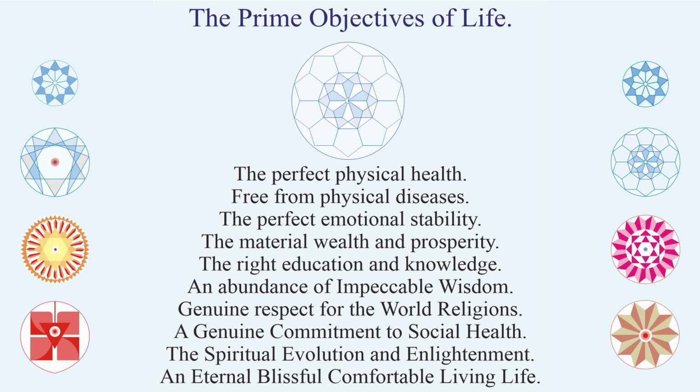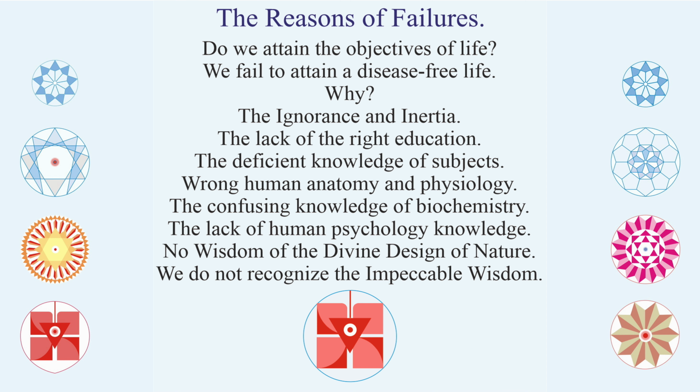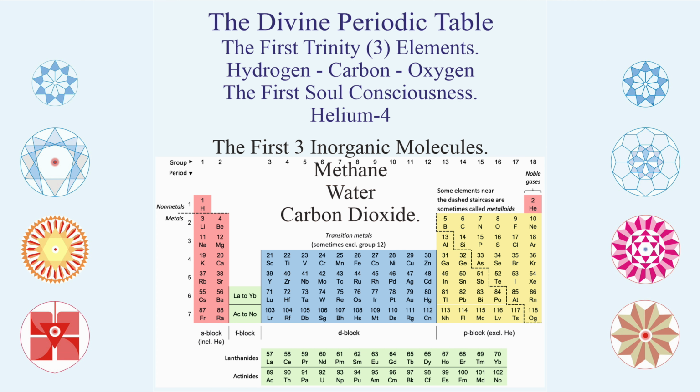Now, the prime objective of a human being is to perfect everything. I'm not going into detail of this because I have already spoken quite a lot. The reason is that ignorance and not being interested in learning the wisdom is the root cause of all our failures. And second is divine peace, as I told you very clearly, hydrogen and carbon come first, and then methane and water, which I have already explained.